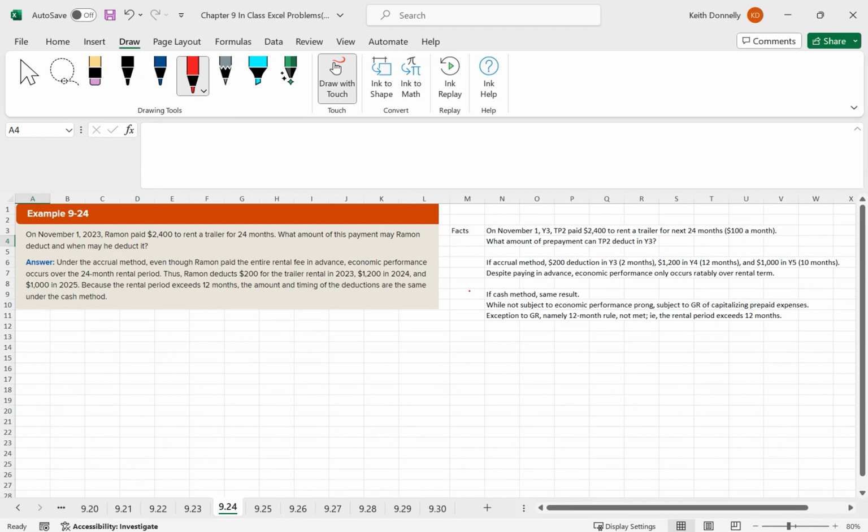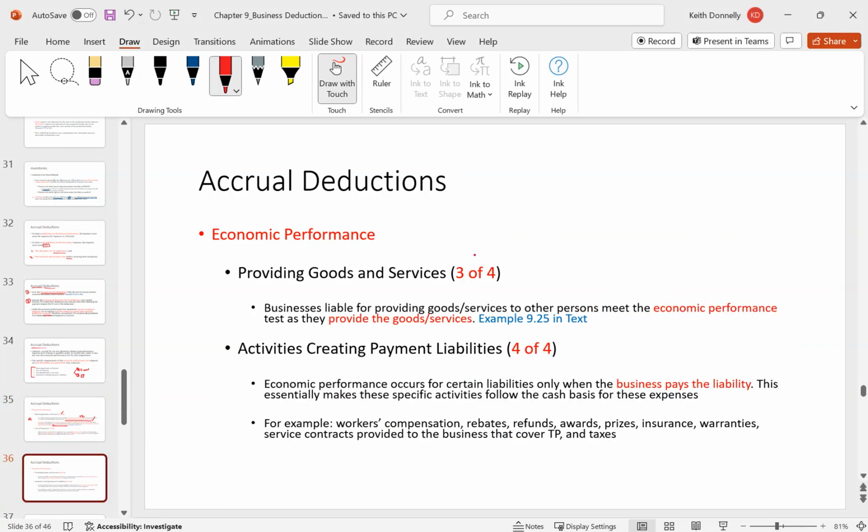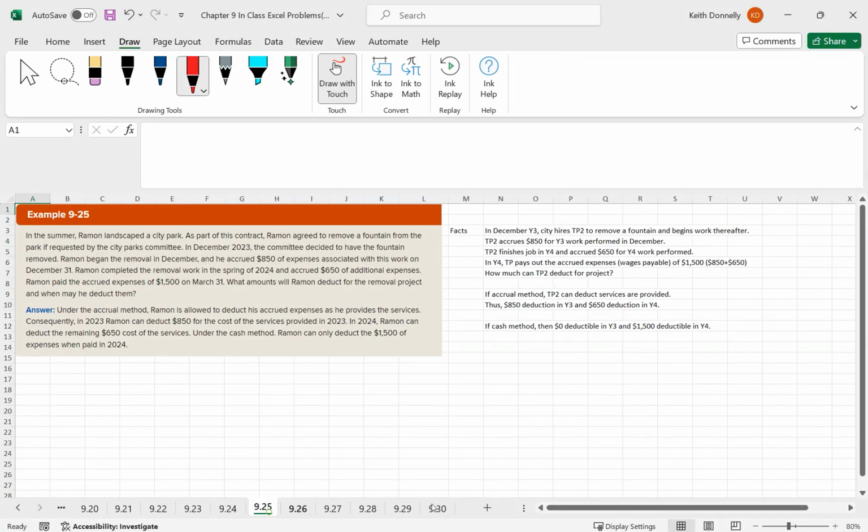You can look at this one here, right, for the rental. That's another one that could help you out. So we talked about 2 of the 4 scenarios. How about providing goods and services? So businesses liable, and really what we're talking about here are like payables, wage payable, liable for providing goods or services to the other persons, meets the economic performance as they provide the goods or services. So let's look at 925.